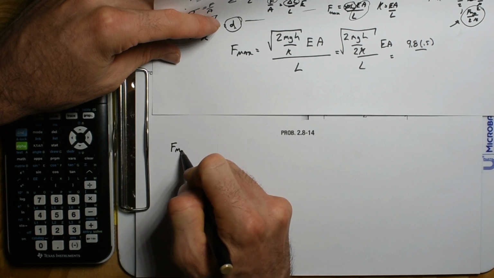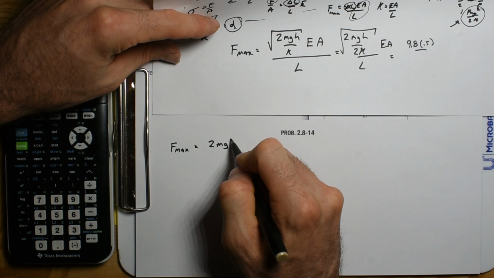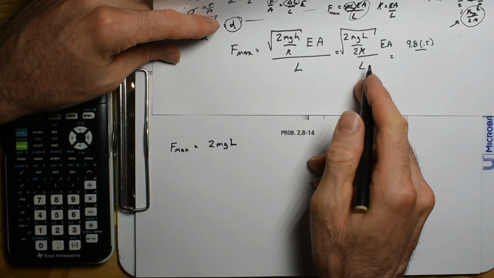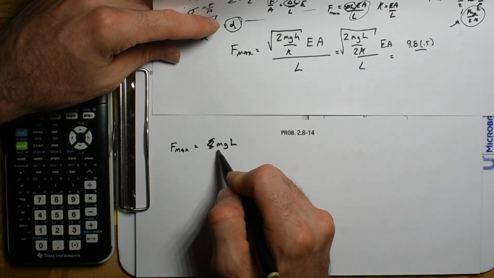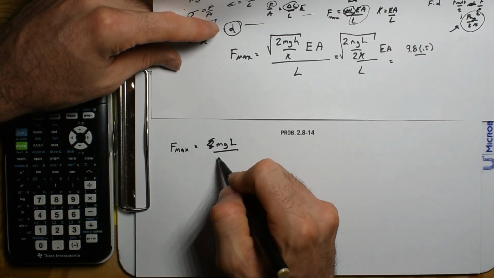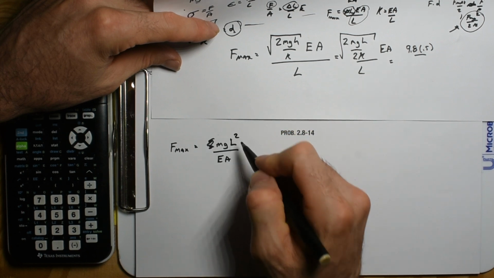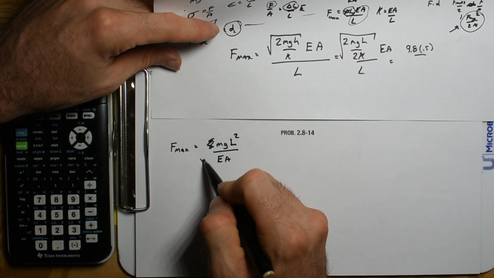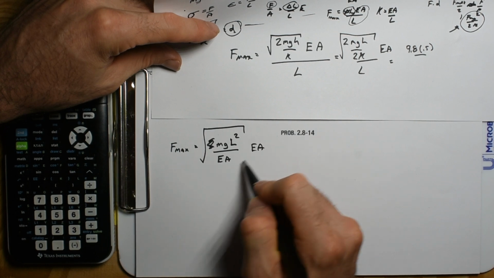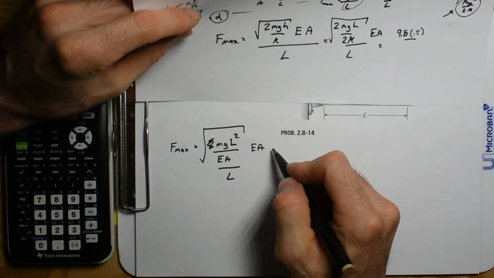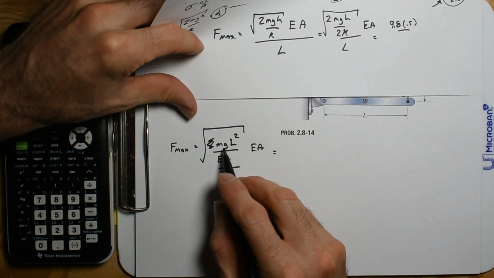So we're going to have force max equal to 2mgL, and we can get rid of the 2, since H was L over 2, divided by K. K is EA over L, so you're going to get an L squared, and then multiply by EA, all divided by L. I don't like doing problems this way, but we'll probably nail it.